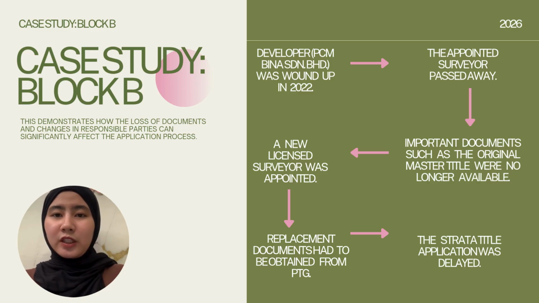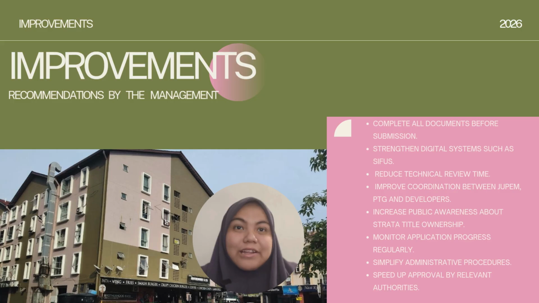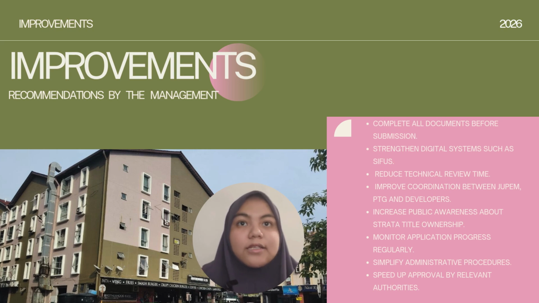This unexpected situation significantly delayed the issuance of the strata title for Block B and demonstrated how missing documents and changes in responsible parties can affect the overall application process. To improve the efficiency of the strata title application process, the management proposed several recommendations. Firstly, all required documents should be prepared and completed before submission to avoid unnecessary delays.